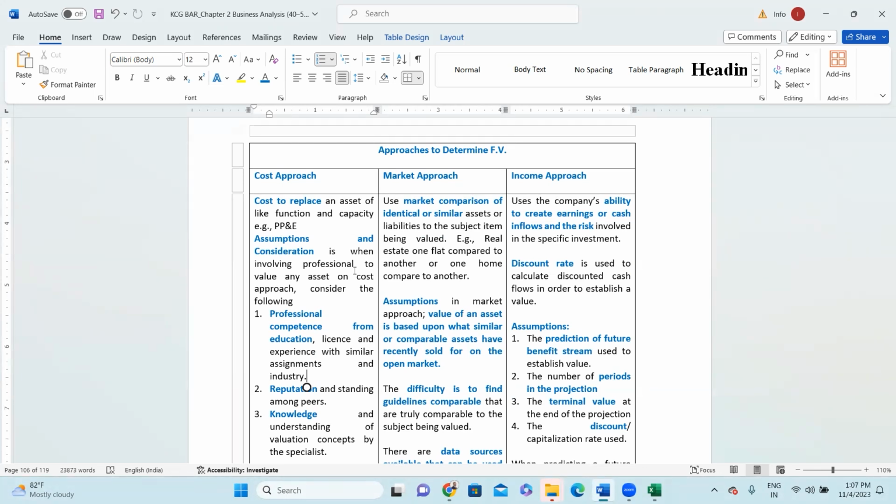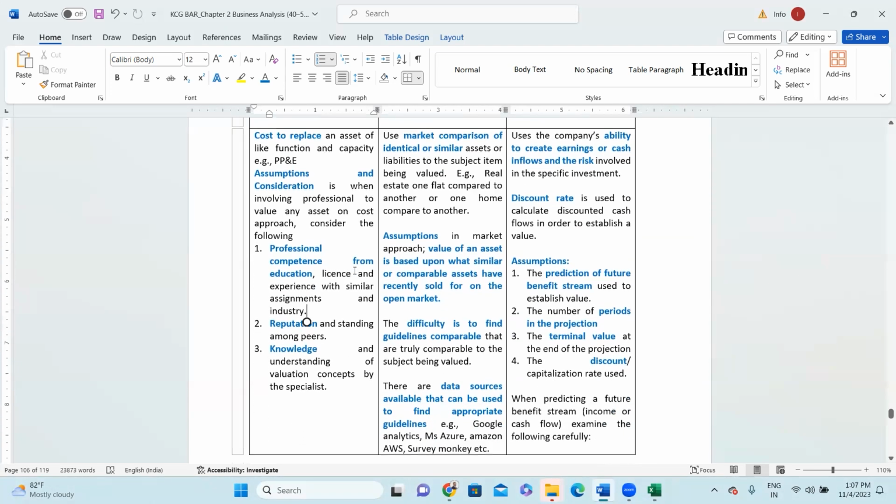So it says the company's ability to create earnings. That means how much profit or how much revenue that company can generate with its current capacity, and what will be the cash inflow and what will be the risk involved in it, right? So you'll be using a discount rate. When you use the income approach, you'll be using a discount rate. The discount rate is used to calculate the discounted cash flow in order to establish the value, fair market value, right?